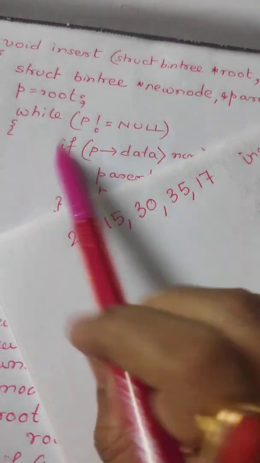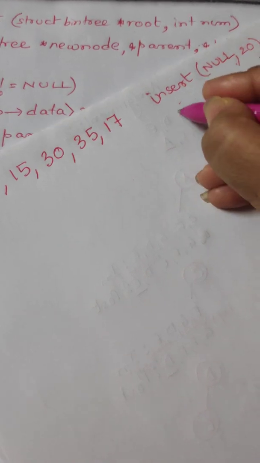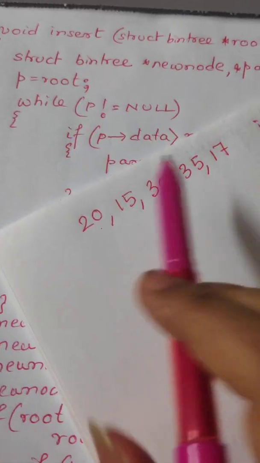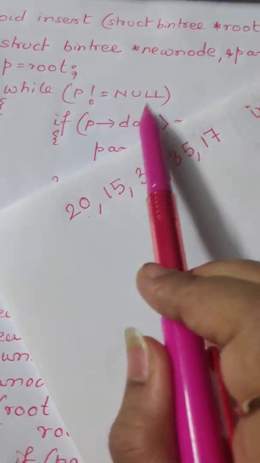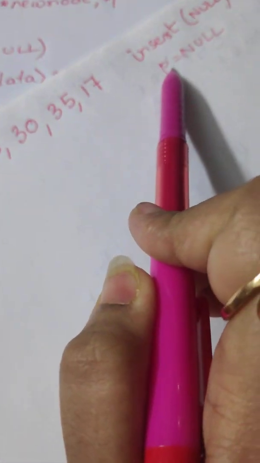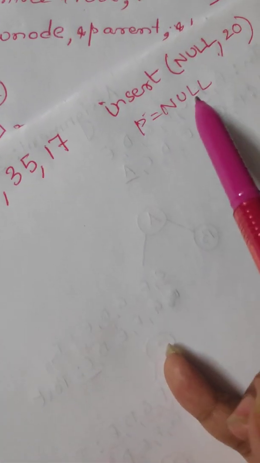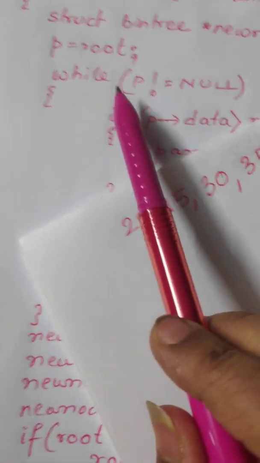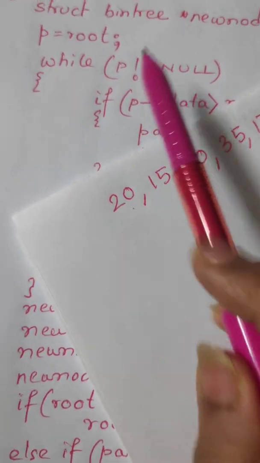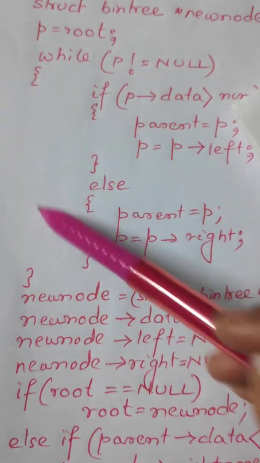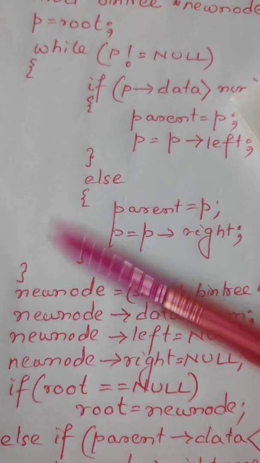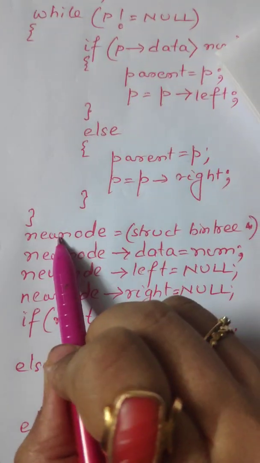Now as the insert algorithm is called, P is equal to root, so P becomes null. Now, while P not equal to null, but the P value is null over here. So since the P value is null, P not equal to null becomes false, and this while loop does not run even once. So we straight away come to this line.